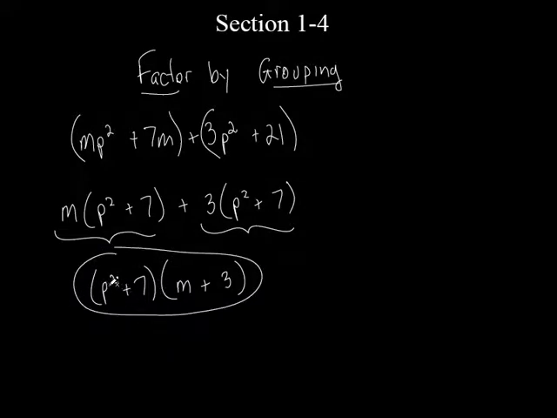You could do it real quick, couldn't you? First, outside, inside, last. Let's do it real quick. First, p squared times m, or mp squared. Outside, sorry, p squared times 3, or 3p squared. Inside, 7m. And then the last, 21. It didn't take long to check, did it?